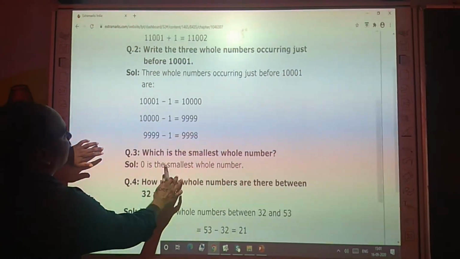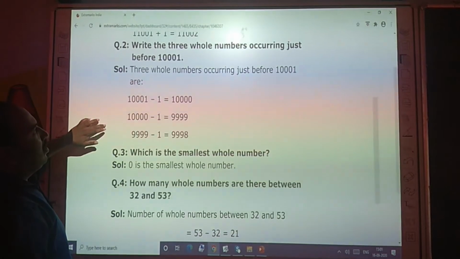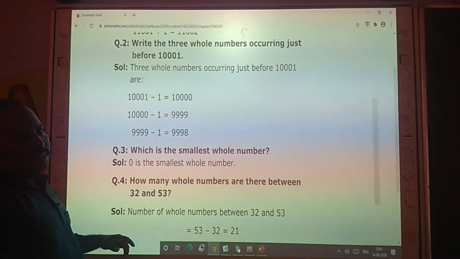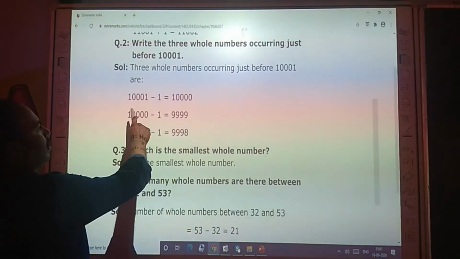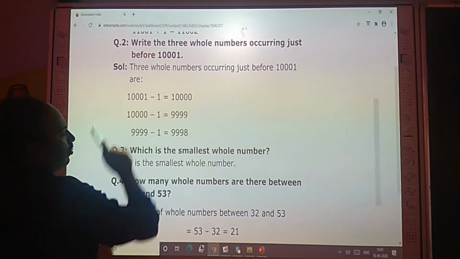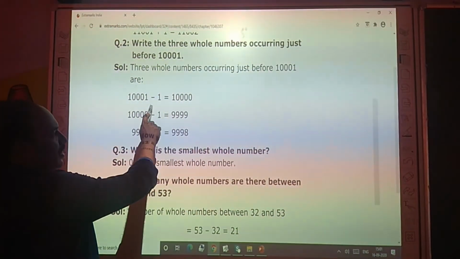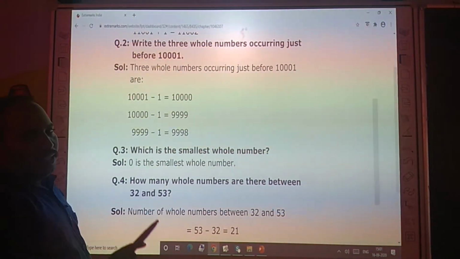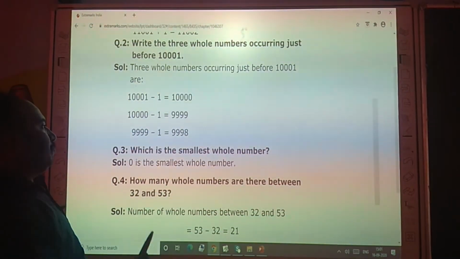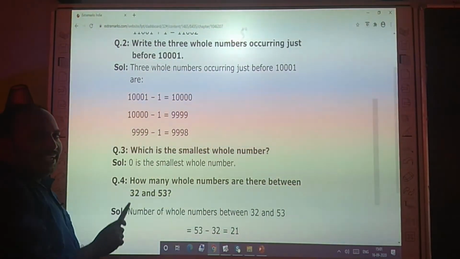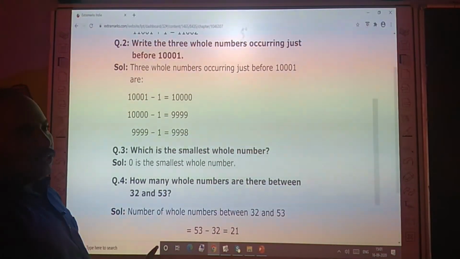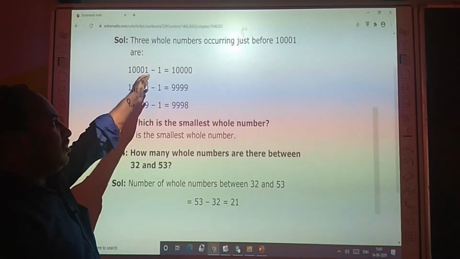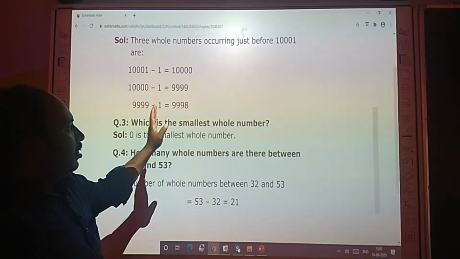Then question number 2. Write the three whole numbers occurring just before 10,001. Just before means minus 1. 10,001 minus 1 is equal to 10,000. 10,000 minus 1 is equal to 9,999. 9,999 minus 1 is equal to 9,998. The three numbers before are 10,000, 9,999, 9,998.